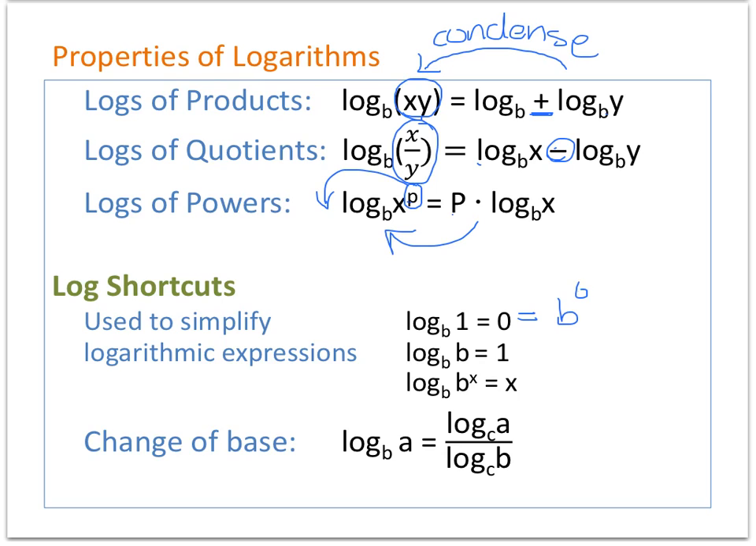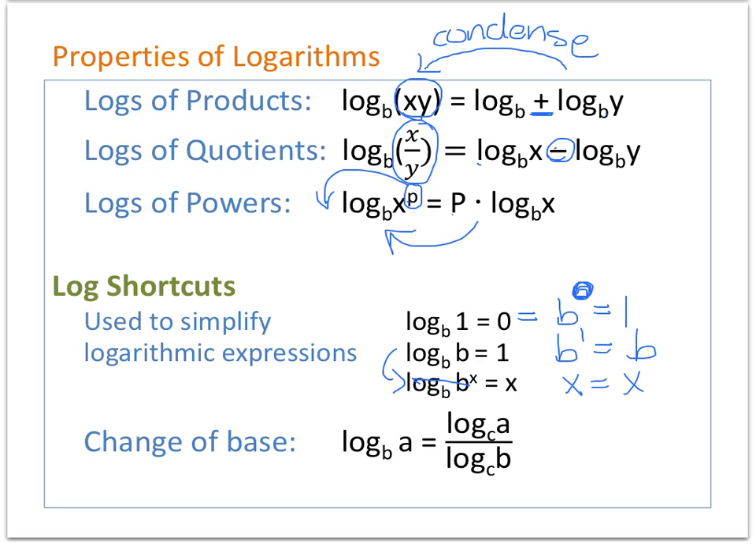We know that b to the 0, anything to the 0 power, equals 1. We know that a base raised to the 1 is going to equal itself. And here, based on what we just did, if the log base b of b is basically itself is 1, this would cancel to 1 and you get x equals x, a nice identity. And then you have the change of base property.